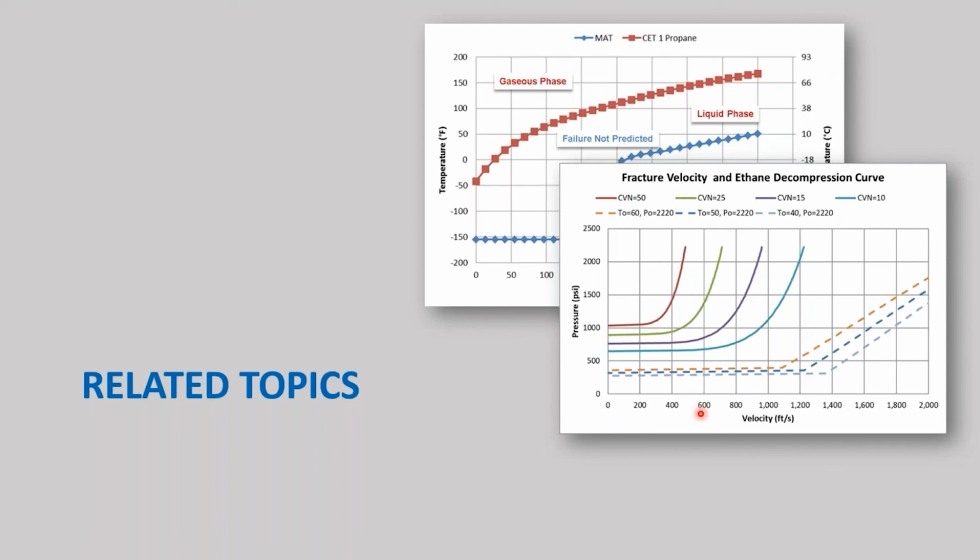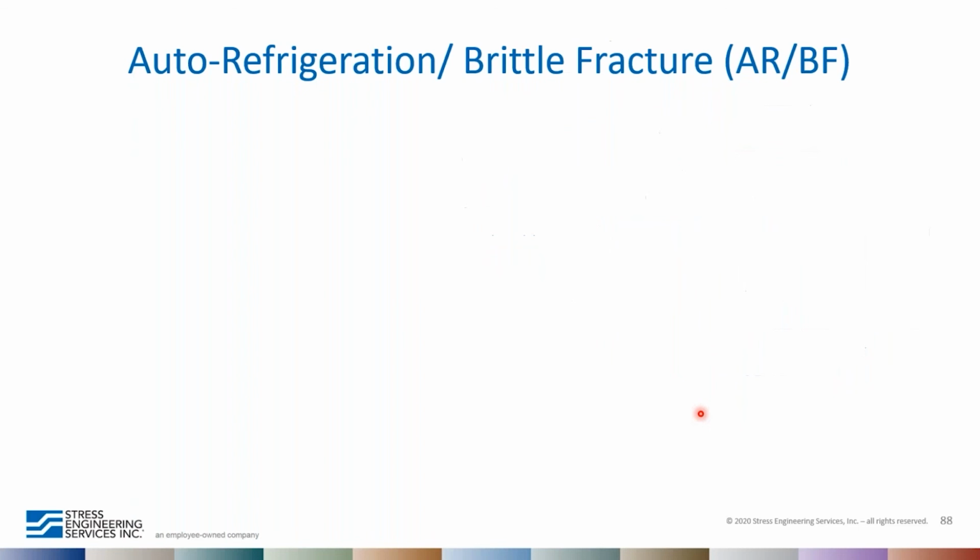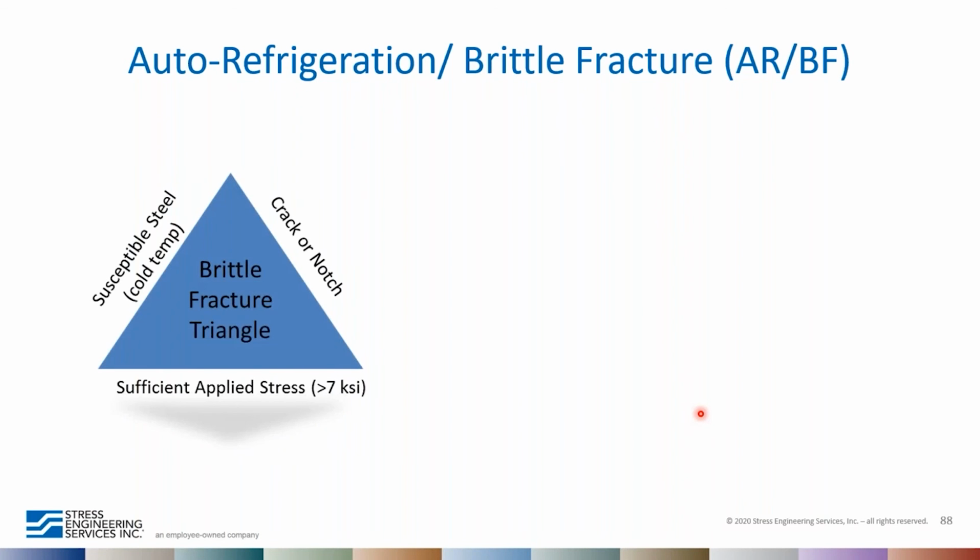Okay. So a few related topics. I know we're kind of getting low on time, but let's see if we can get through these very quickly. The first one I'll talk about is auto-refrig brittle fracture. This occurs in carbon and low alloy steels as a result of significant cooling to lower shelf toughness properties. Now, we talked about that transition that can occur in carbon steels.